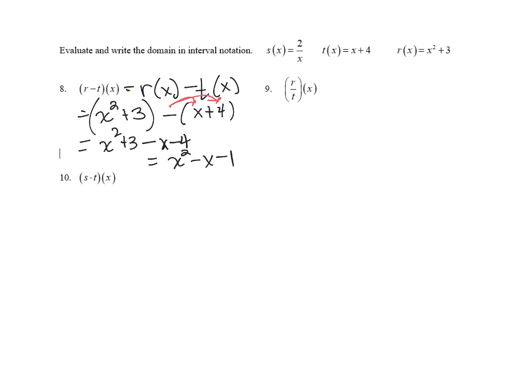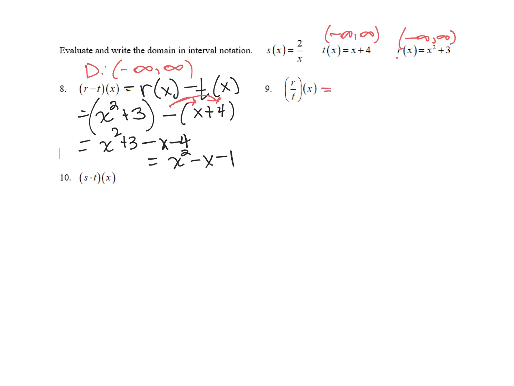Now, let's talk about what's the domain of that. Well, if you look, the domain of x squared plus 3, that's a parabola, and we know the domain of a parabola is all real numbers. t of x is x plus 4. The domain of that is all real numbers because it's a line. So when we subtract, we actually don't change anything. We don't create a restriction that's not already there. So therefore, the domain of this result is actually still all real numbers because we haven't created any kind of restriction.